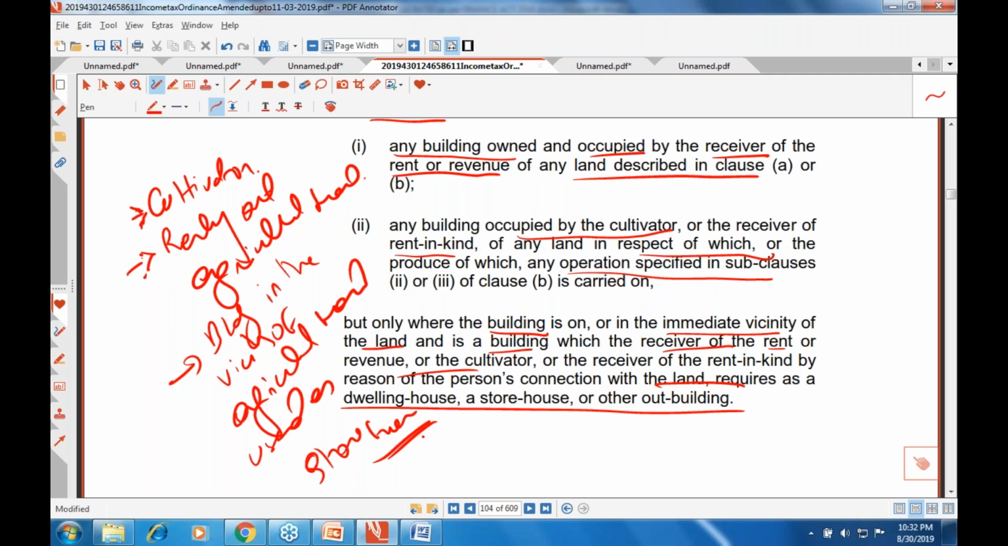Now the warehouse is a building. So if I lease out the building, that building is going to be considered as income from property. But there is an exception here. The definition of agricultural income actually covers a building which is in the immediate vicinity of the land where agricultural business is conducted. So if you have a building in the immediate vicinity of the land on which agriculture is being conducted, then the rental from such building is also going to be considered exempt from tax, and that is also going to be classified as agricultural income.